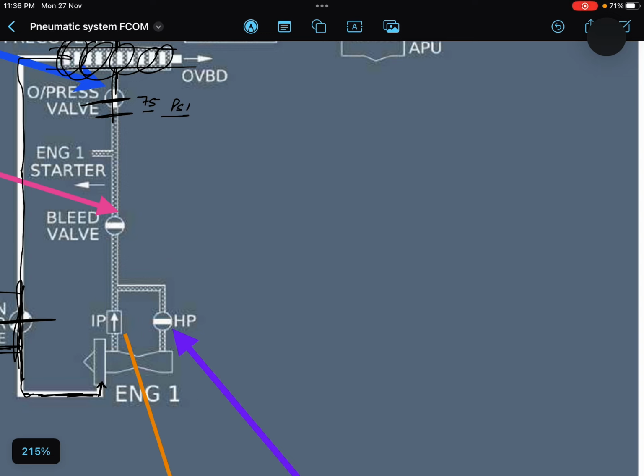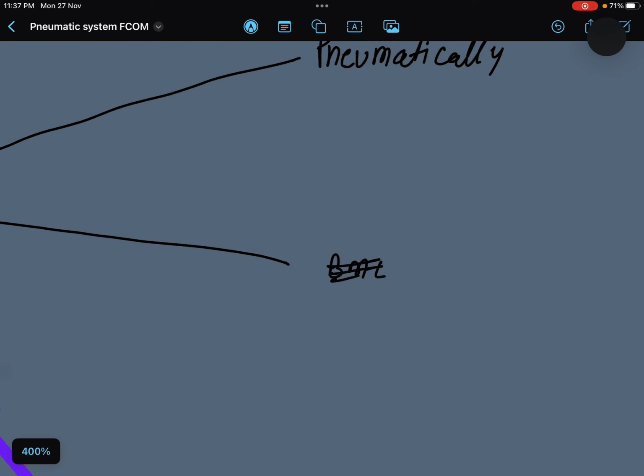So this bleed valve can be closed either pneumatically, with the help of air, or this bleed valve can be closed with the help of the BMC, electrically, I should say electrically.